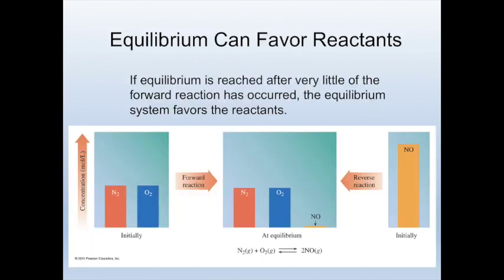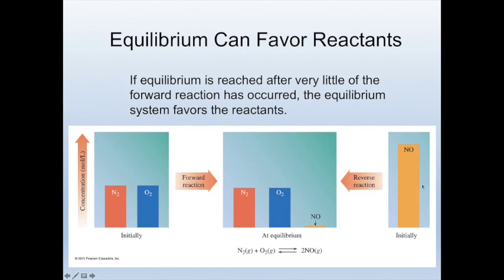Now, equilibrium can also favor reactants. So if equilibrium is reached after very little of the forward reaction has occurred, then the equilibrium system favors the reactants. A good example of this is the reaction of nitrogen gas with oxygen gas to form nitric oxide. Initially, you have even amounts of nitrogen and oxygen. The forward reaction occurs a tiny amount to produce a very small amount of nitric oxide.